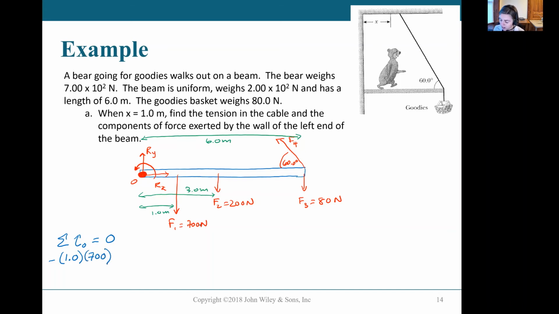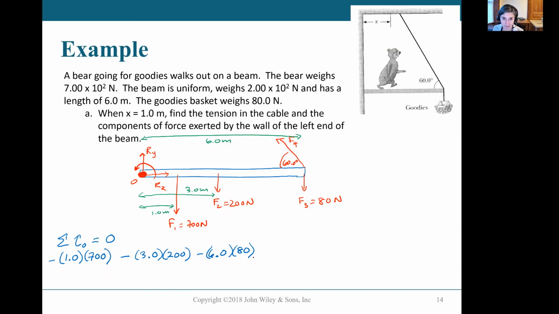And now let's take into account F2. It will also contribute a negative torque. It is acting 3 meters away from the axis of rotation. It's going to be 3 times 200. And then the basket, we can do that. It's 6 meters away from the axis of rotation, also contributing a negative torque.